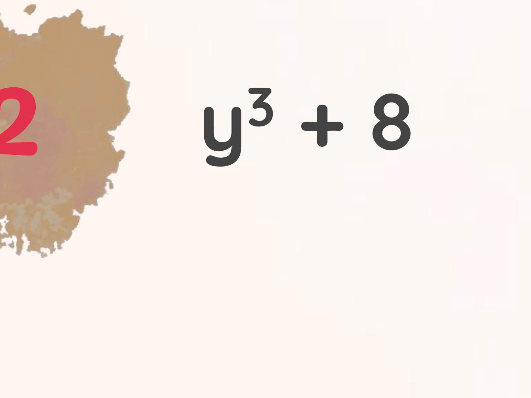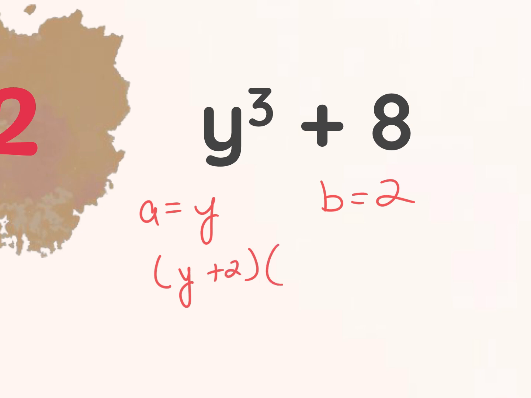All right. Are these both cubes? Yes. What's my A term? What times what gives me y cubed? Y. What times what gives me 8? 2. You guys will see the numbers start to repeat. So what is my pattern? Is this difference or is this the sum? Sum. So what goes in the first parenthesis? Y plus 2. Perfect. My second parenthesis starts with y squared.